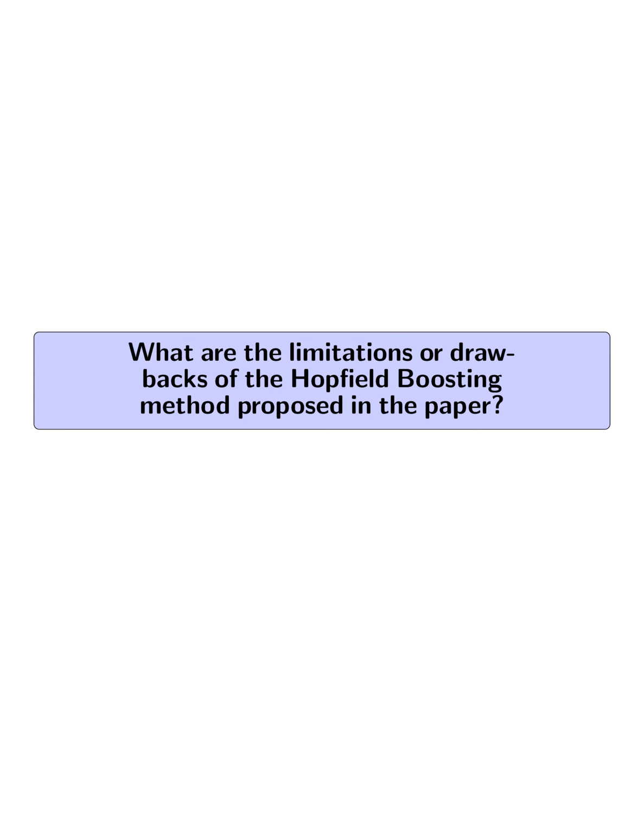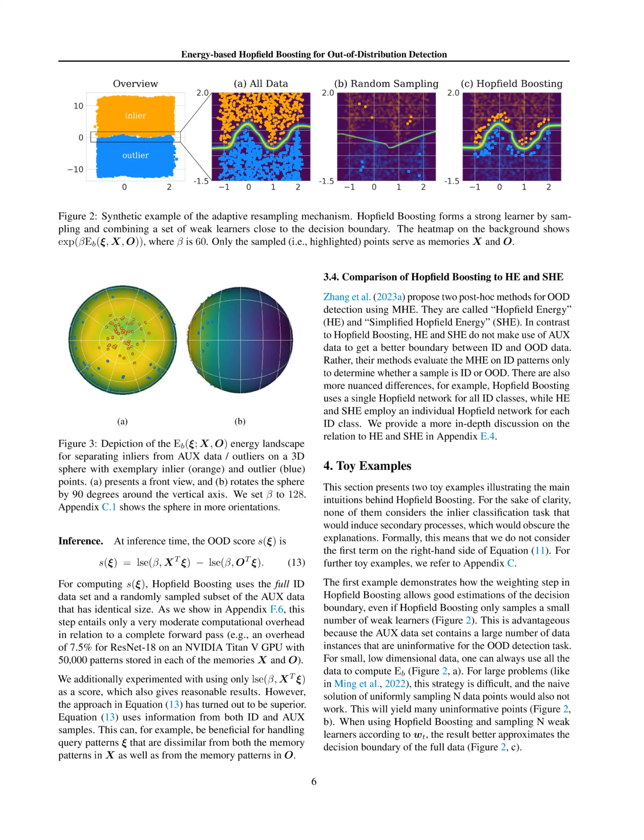What are the limitations or drawbacks of the Hopfield Boosting method proposed in the paper? The limitations include the need for tuning hyperparameters, such as the value of beta and lambda, for each ID dataset separately, which can be time-consuming and require manual intervention. Another limitation is the computational overhead during inference when computing the OOD score S, especially when using the full ID dataset and a randomly sampled subset of the AUX dataset.